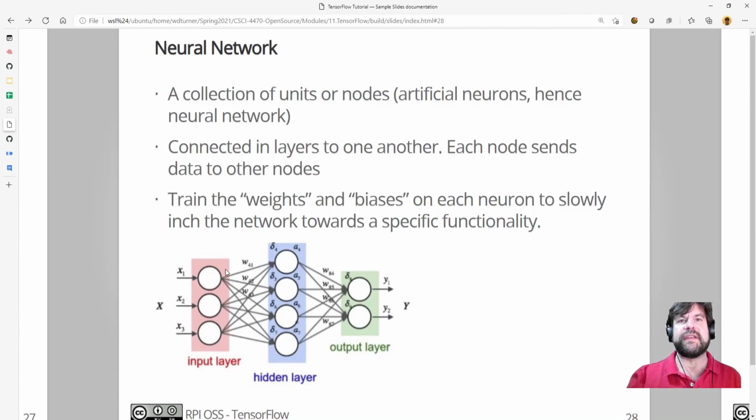The key is that we have layers. The layers are interconnected using a specific mathematical formula involving a weight and a bias. And we adjust these weights and biases until we get the results we want on the output layer. And that's a trained neural net.